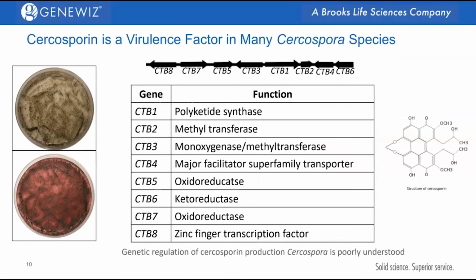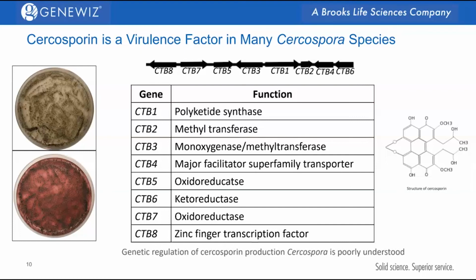And going in depth about cercosporin in Cercospora species, what's known is cercosporin is produced by a cluster of genes, which is called the cercosporin cluster. Initially, there were 8 genes from CTB1 through CTB8. A polyketide synthase backbone is the main gene CTB1, and it's a group of transferases, transporters, and oxidoreductases that help to produce this molecule whose structure you can see on the right.